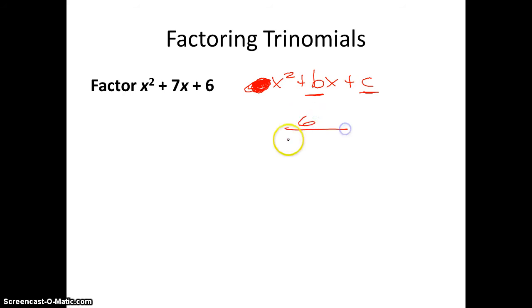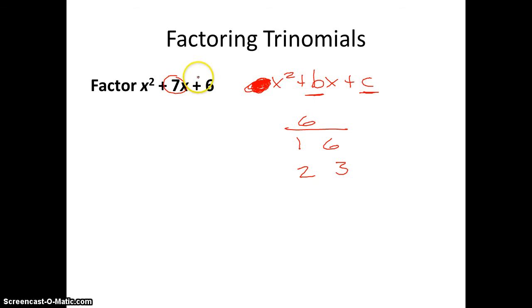So we could look at our multiples. Let's look at 6. What are our factors of 6? Sorry, we're looking for factors of c to add or subtract to give us b. So I have 1 and 6, 2 and 3, and that will be it. Now, we're looking for them to add or subtract together to give us 7.